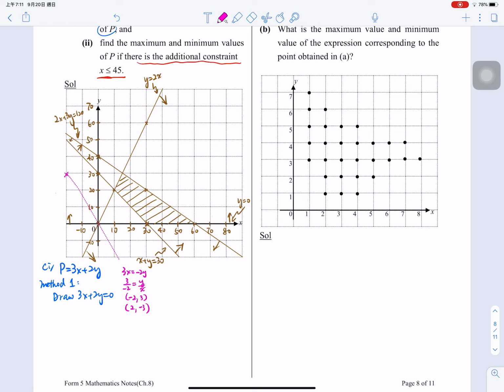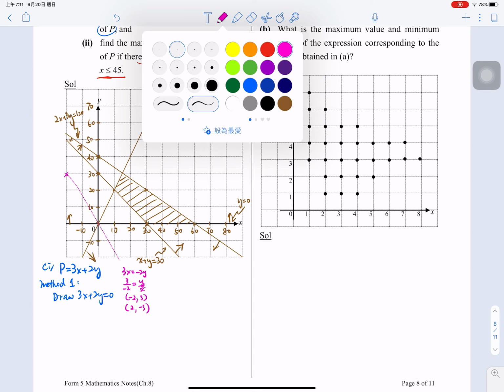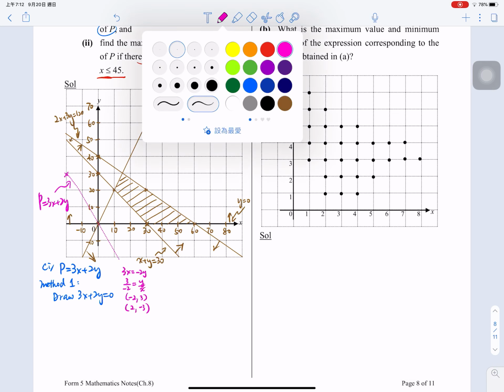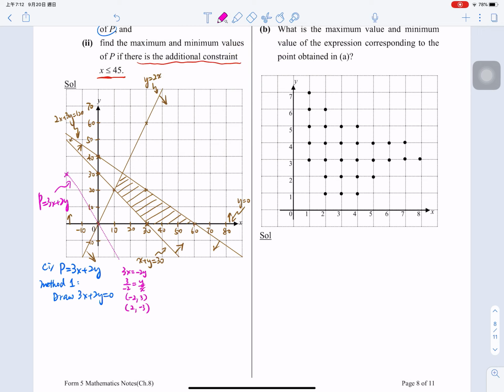Okay, this one as P equals 3x plus 2y, right? So after that, go on to draw and see which point is the first point touching the feasible region. Okay, so this one is the first point touching the feasible region, this point. Okay, enlarge it a little bit.